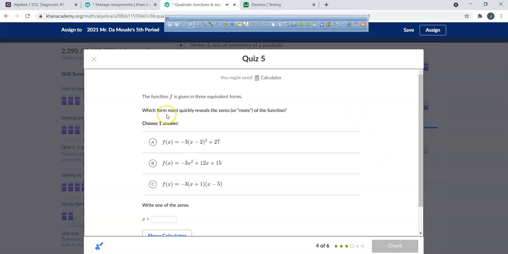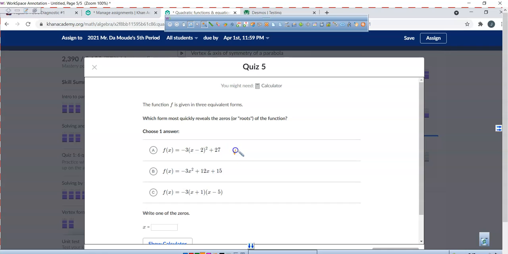All right. It says, which form reveals the zeros or the roots of the function? Well, that's factored form. So we're going to go over the different forms real quick. Ready? This is called vertex form. And you know what vertex form reveals? My class better know what vertex form reveals. It reveals the vertex, which is the h and the k value. So this hk value for this particular problem would be at 2 and 27. Boom, done. This is standard form, and standard form only reveals one little thing about the graph.